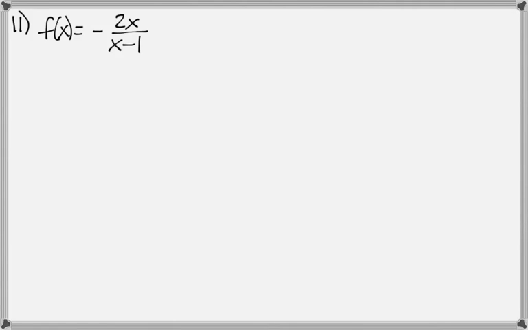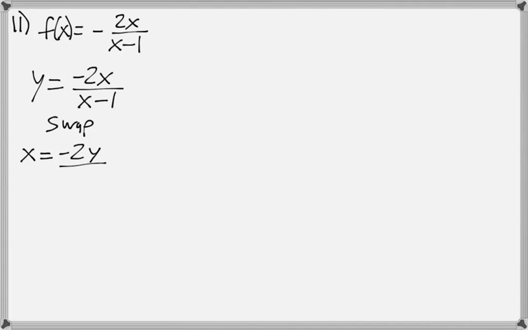So to avoid all that confusion, I always just give it to the side that has just one term, or just the top here in this case. So it's just calling it a negative 2x. So then we're ready to swap. So it's going to be x is equal to negative 2y over y minus 1.